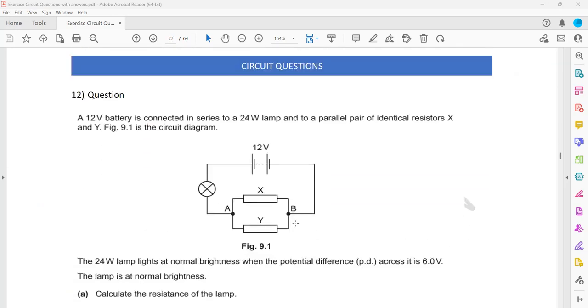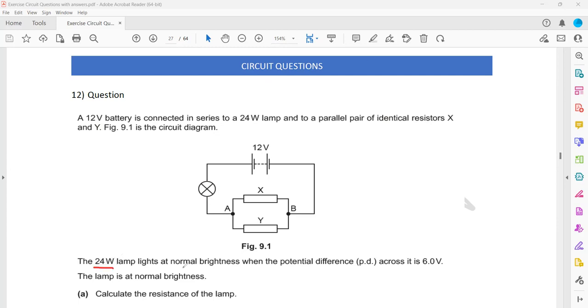Then another question from circuits. A 12-volt battery is connected to a 24-watt lamp, and there's a parallel pair of identical resistors X and Y. They have equal resistance. But you cannot write 12 and 12 across them. This is wrong. Why? Because there is another component in series before that. Some voltage will be across the lamp and the remaining voltage between X and Y. X and Y will have the same voltage.